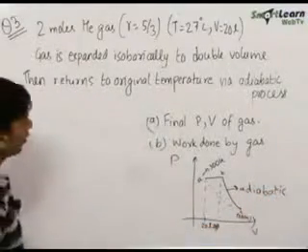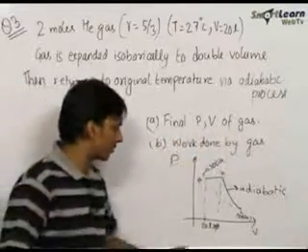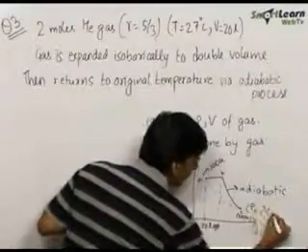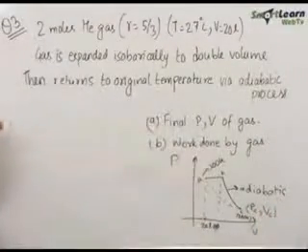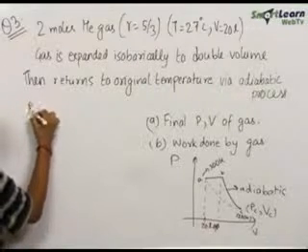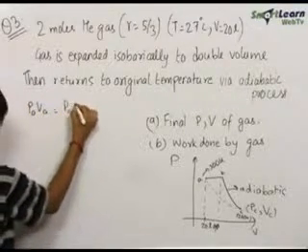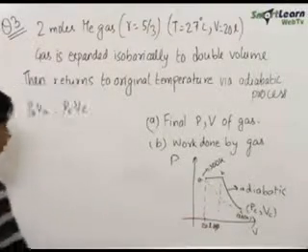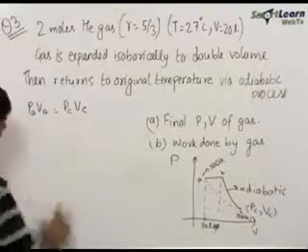So we now need to find out the final pressure and volume of the gas. So we need to find out PC and VC, that is the pressure and volume of the gas at the point C. For that, let us first write the equation PA VA is equal to PC into VC. This is true because A to C is an isotherm, therefore PA VA is equal to PC VC.